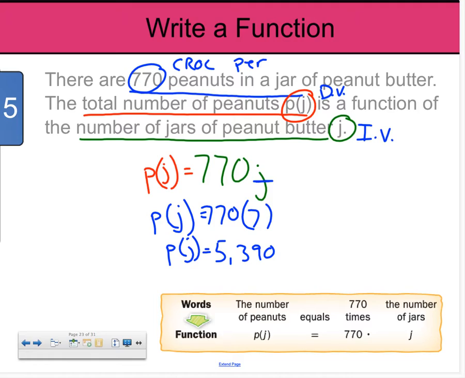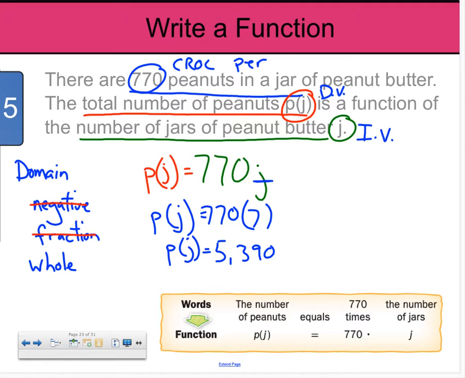Now, what does this tell us about our domain and range? Well, our domain, or the x value, or the independent variable, it doesn't make sense to have anything negative in this situation. Can you buy negative jars of peanut butter? No, so that doesn't make sense. Does it make sense to have any fractions? In other words, do you buy half jars of peanut butter? No. So the domain, any numbers that you put into this function would be whole numbers.